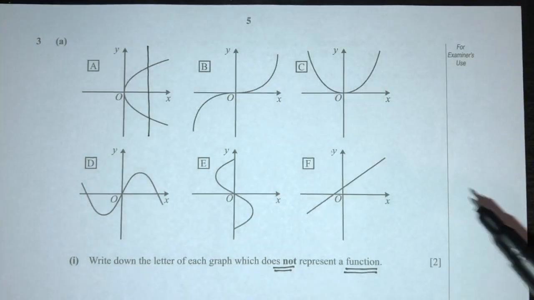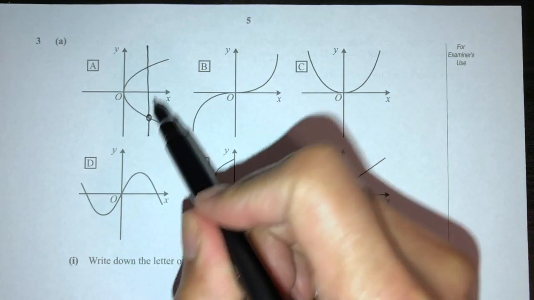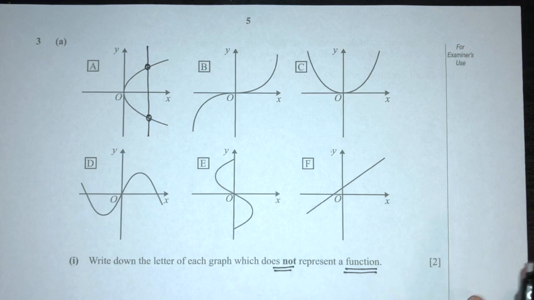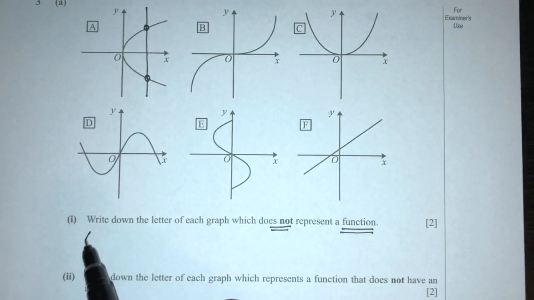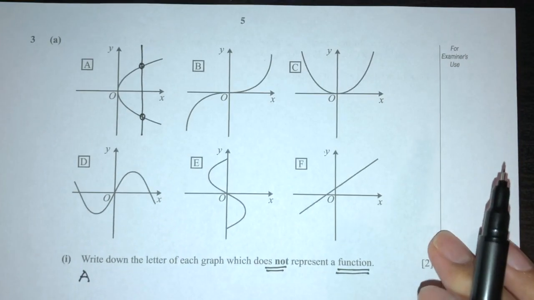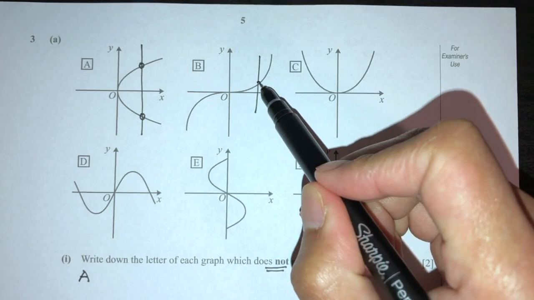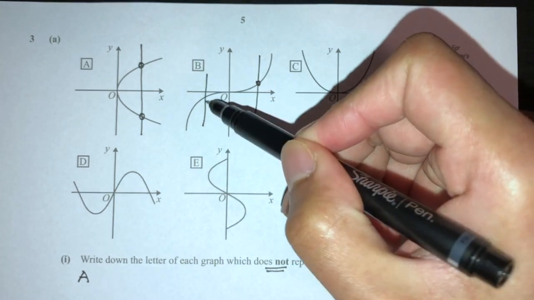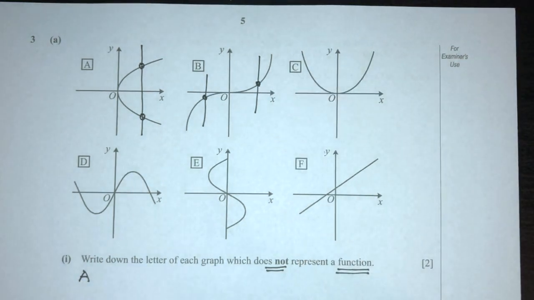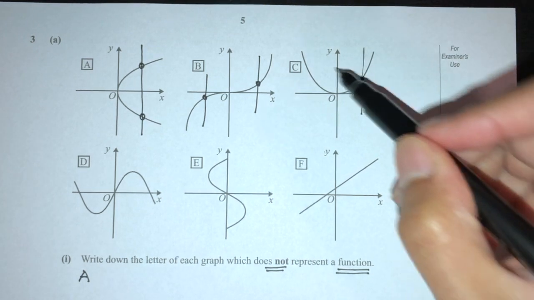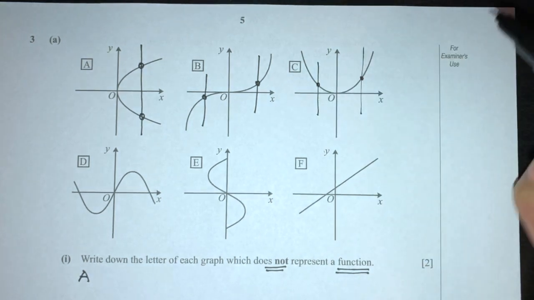So let's try. So here you will draw a vertical line. You will see that, hey, I have 2 points of intersection. So in that case, this is not a function. So this will be A is not a function. So same thing here. If you were to draw a vertical line, you see only 1 point. So this one is a function. Okay. Now again for this one, vertical line, only 1 point. So it is a function.